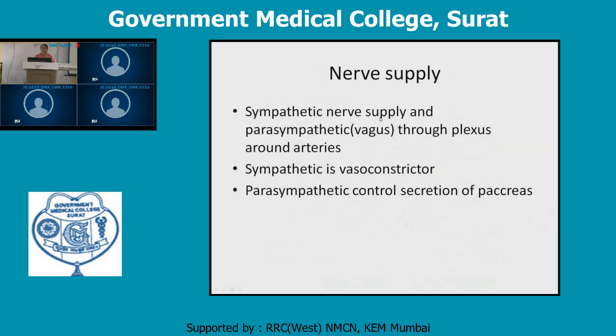Nerve supply: sympathetic nerve supply and parasympathetic nerve supply. It is through the plexuses around the arteries, that is celiac plexus and superior mesenteric plexus, and supplied by the branches of the arteries. Sympathetic is vasoconstrictor, parasympathetic controls the secretion. The parasympathetic part has the influence on the control of secretion of the pancreas. It stimulates the secretion of the pancreas.